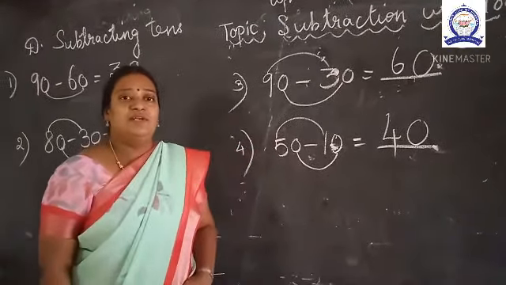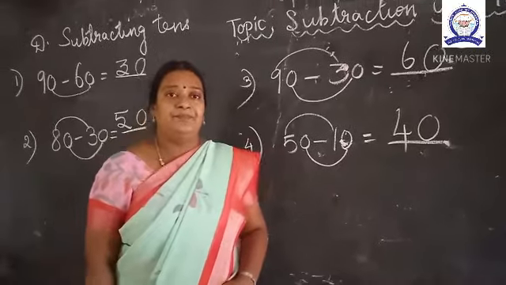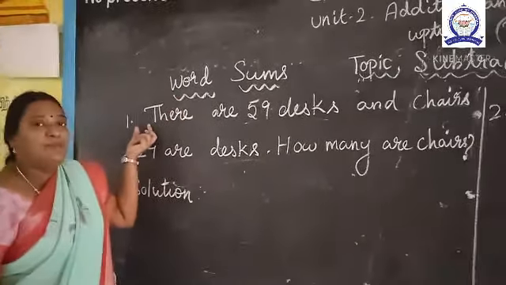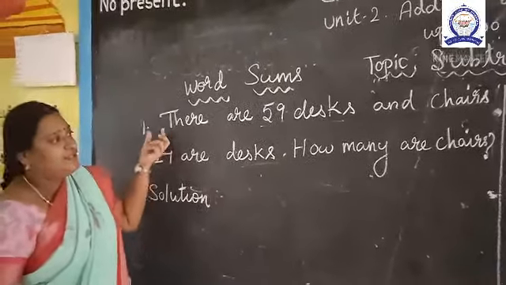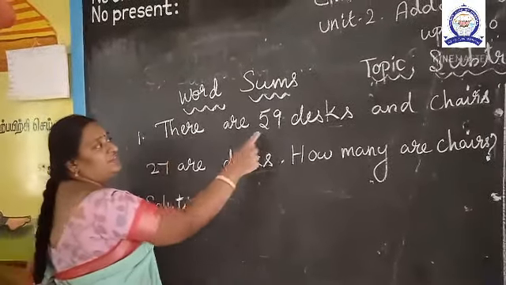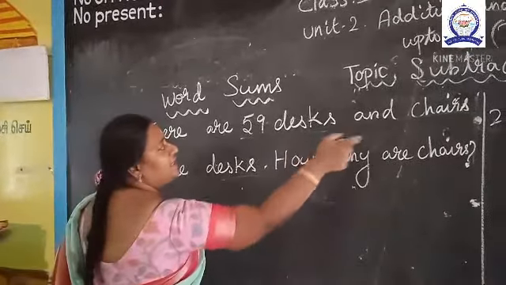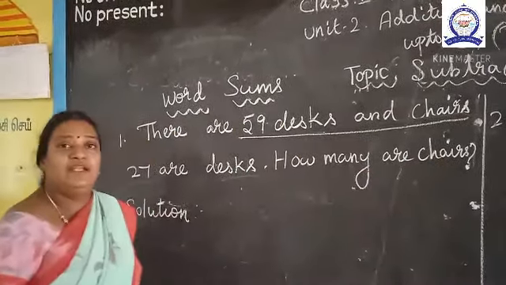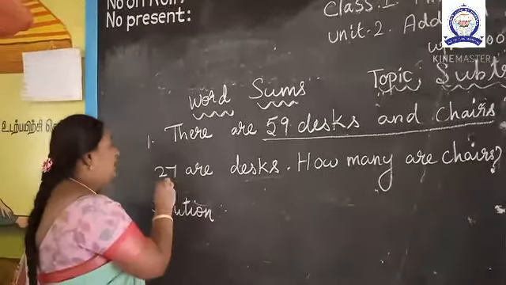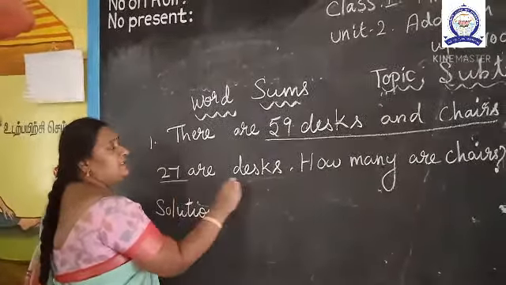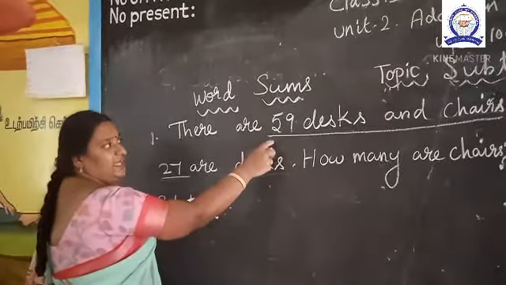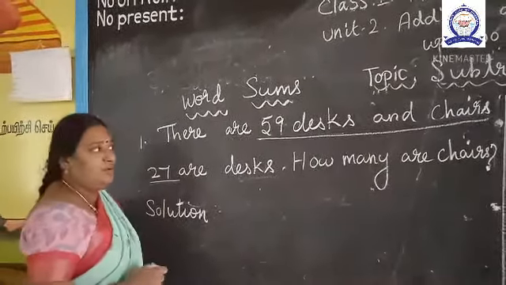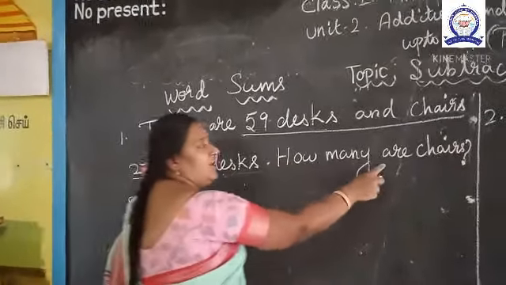Okay children, next we see another sum. Let us see the word sum, children. Subtraction word problem. Listen. There are 59 desks and chairs. So 59 desk and chair இருக்குது. 27 are desks. So அதுல 59ல desk வந்து 27 இருக்கு. Chair எவ்வளவு இருக்குன்னு கண்டுபிடிக்கணும். How many chairs?